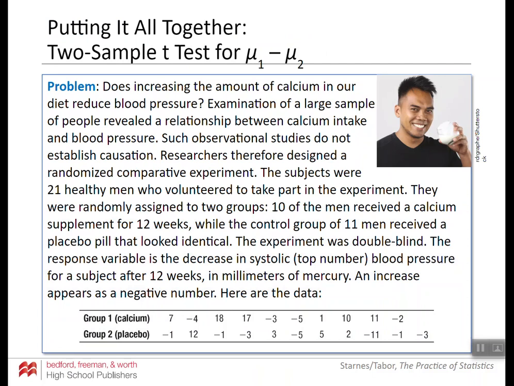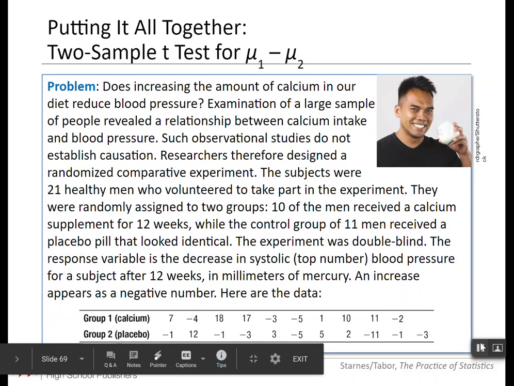The subjects were 21 healthy men who volunteered to take part in the experiment. They were randomly assigned to two groups. 10 of the men received a calcium supplement for 12 weeks, and the control group of 11 men received a placebo pill that looked identical. The experiment was double-blind. The response variable is the decrease in systolic, which is the top number, in your blood pressure for the subjects after 12 weeks, in millimeters of mercury. An increase appears as a negative number. Here's our data.